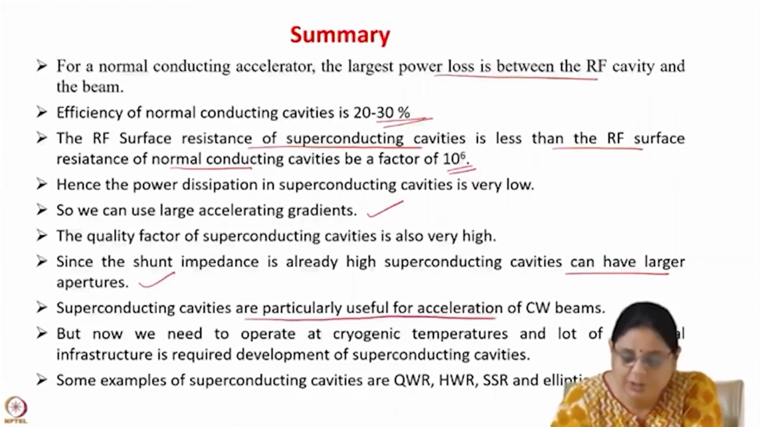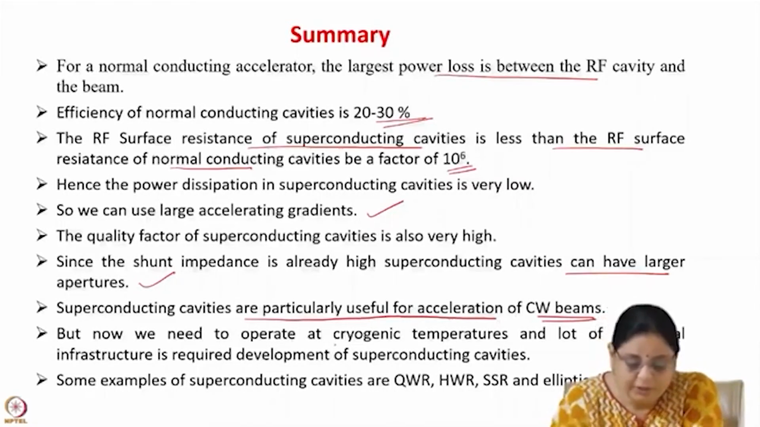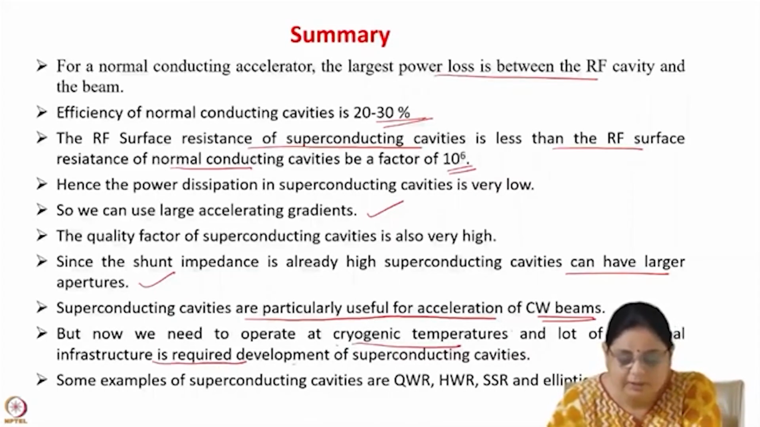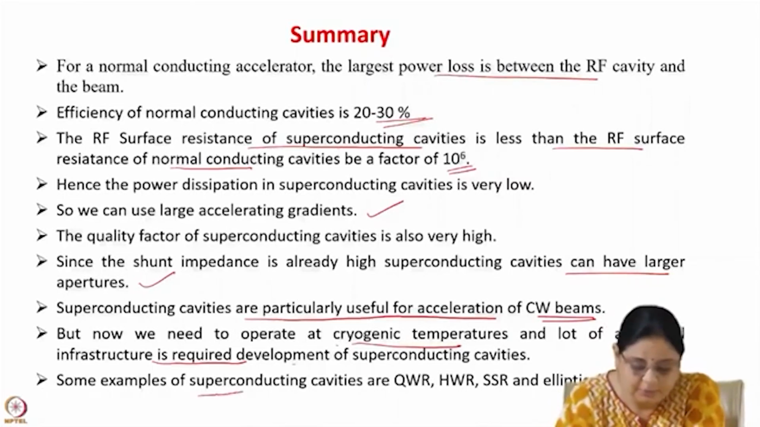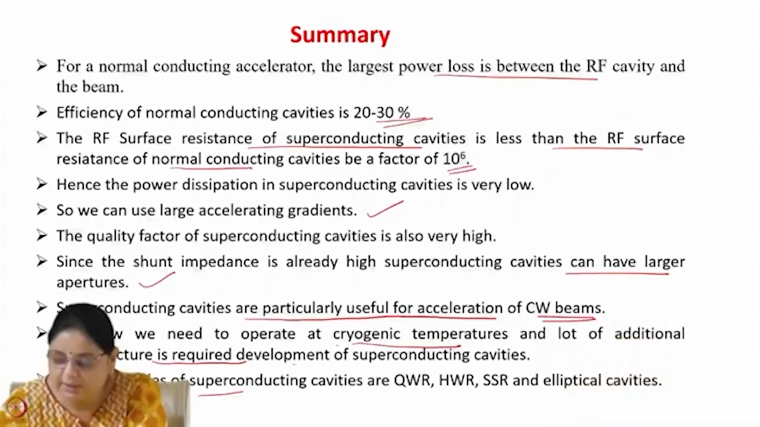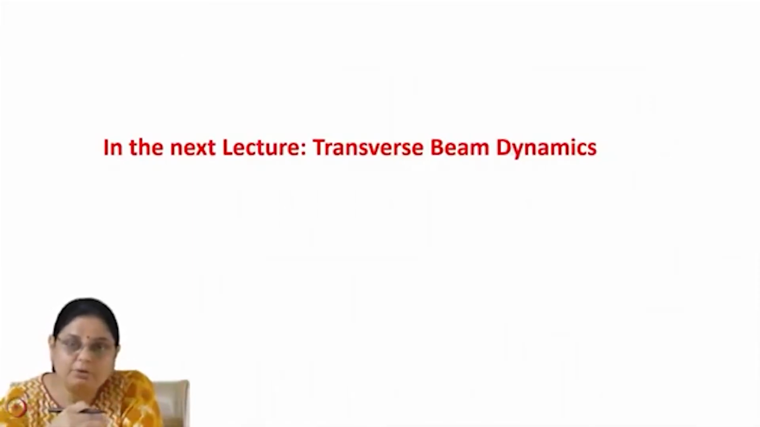Superconducting cavities are particularly useful for acceleration of CW beams and also high duty cycle beams. But we need to operate at cryogenic temperatures, and a lot of additional infrastructure development is required. So you have to do a proper cost analysis to see whether a normal conducting cavity or a superconducting cavity would be advantageous for your system. Some examples of superconducting cavities are quarter wave resonators, half wave resonators, single spoke resonators, and elliptical cavities. With this we complete our portion on different types of accelerating cavities. Next we will learn about the transverse dynamics of beams in linacs.